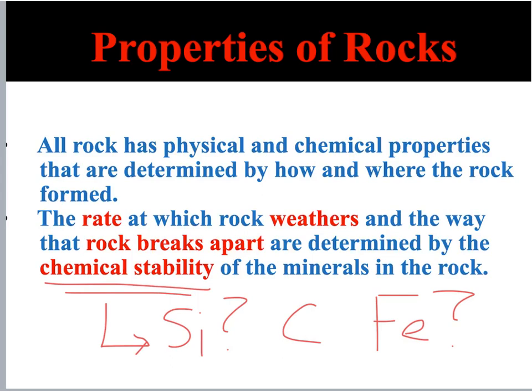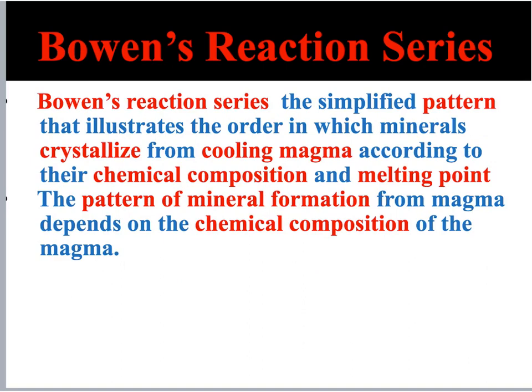So another idea related to that is Bowen's reaction series. Bowen's reaction series is the simplified pattern that illustrates the order in which minerals crystallize from cooling magma according to their chemical composition and their melting point. Okay, so the pattern of mineral formation from magma depends, again, on the chemical composition of the magma, right?